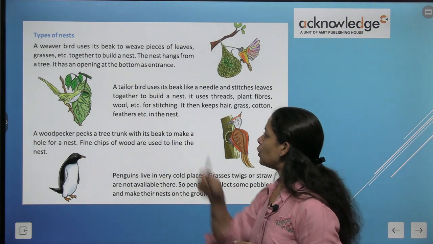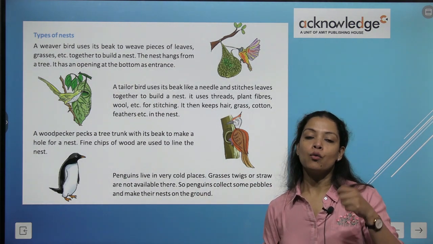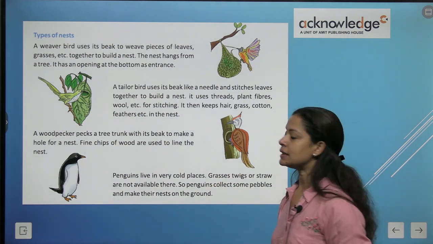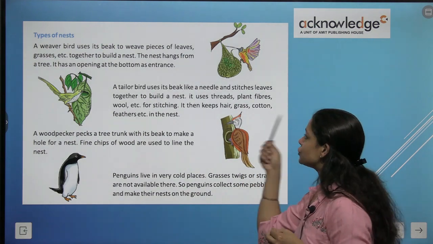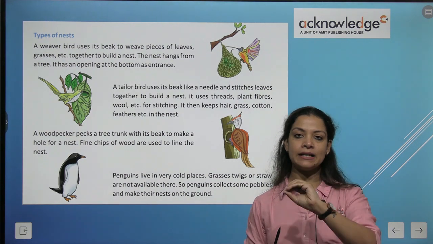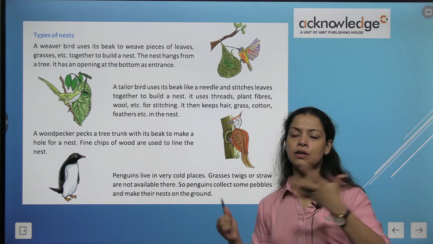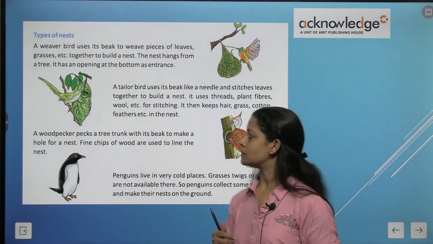Now a tailor bird. Now this tailor bird, what do tailors do? They stitch clothes. They make dresses for us. Similarly, a tailor bird uses its beak like a needle and stitches leaves together to build a nest. So they use their pointed beak like a needle to stitch leaves and grasses or any big pieces of leaves and they build up a nest.